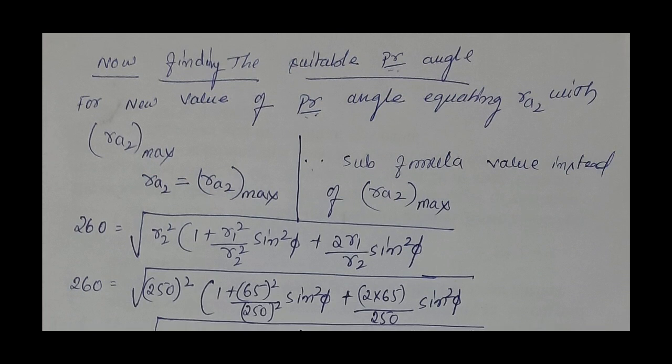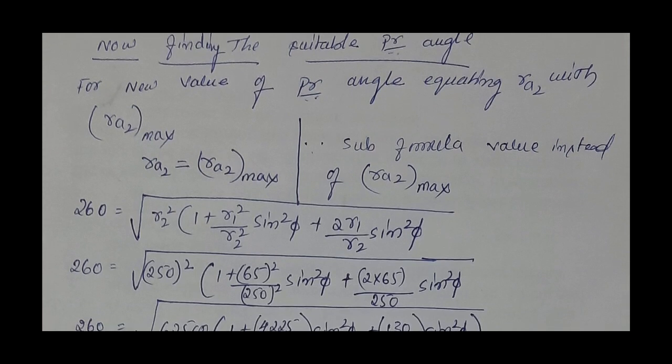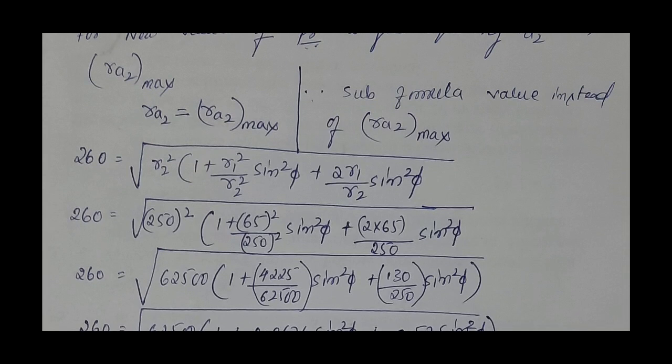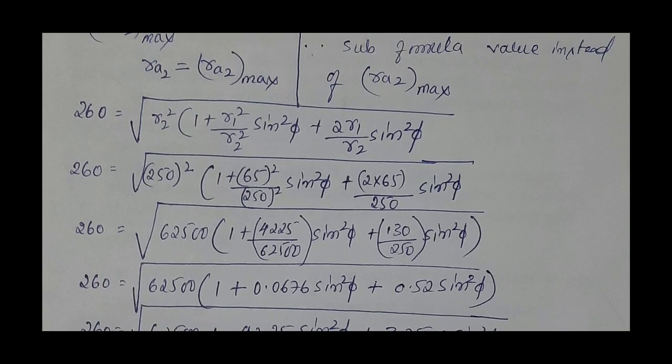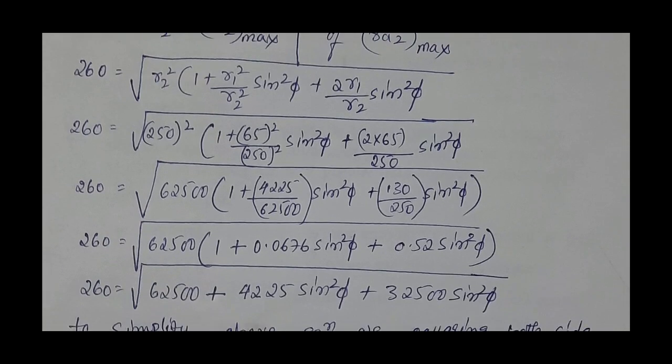260 equals the square root, which I substituted. RA2 max, we know the formula: square root of RA2 square of 1 plus R1 square divided by R2 square sine square phi plus 2 R1 divided by R2 sine square phi, the whole bracket should be completed. So 260 is equal to the square root of RA2. We know RA1 is 65 and R2 is 250. That is the value I am going to substitute.